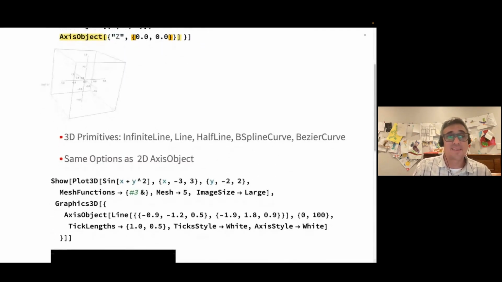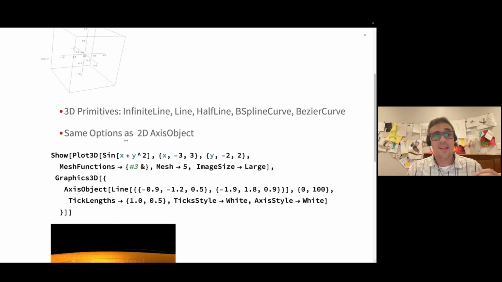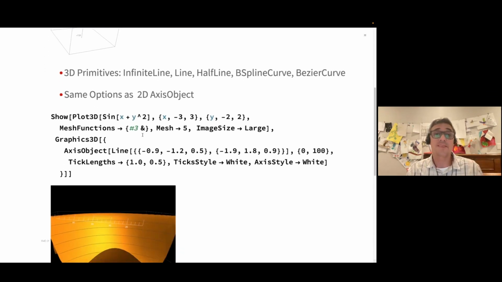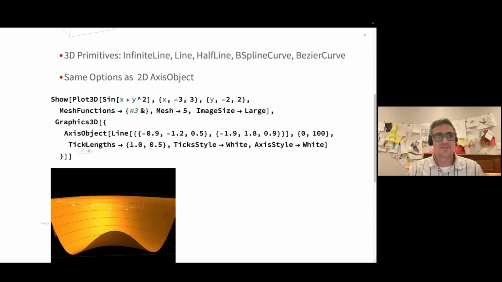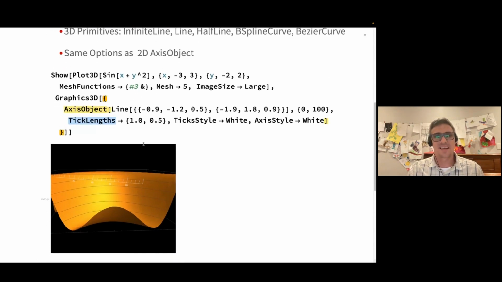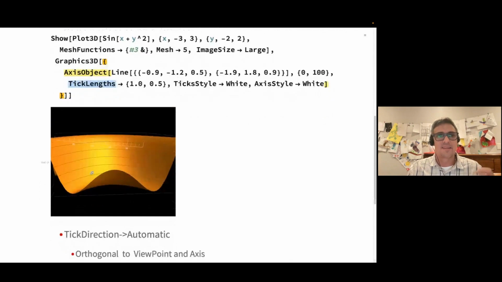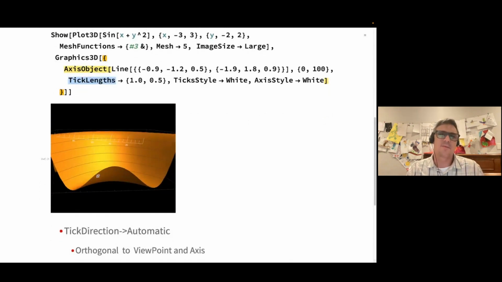Just to say about 3D axis objects, they apply to all the same primitives that 2D axis objects do, with the exception of Circle, because we don't do circles in 3D. And also it uses the same options as 2D axis objects. So for instance, TickLengths works exactly the same. There are nuances with the 3D axis objects to get them to work similarly to 2D axis objects, but to get them to work simply in 3D.